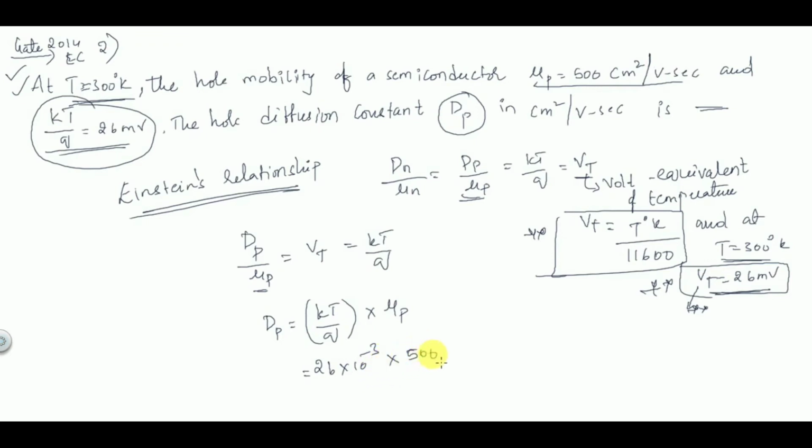500 centimeter square per volt second. So it will be 13 centimeter square per second. Here volt and volt will get cancelled off, so the remaining unit is centimeter square per second. Sorry, not volt second, it is centimeter square per second only. Really sorry. So 13 is the answer here.